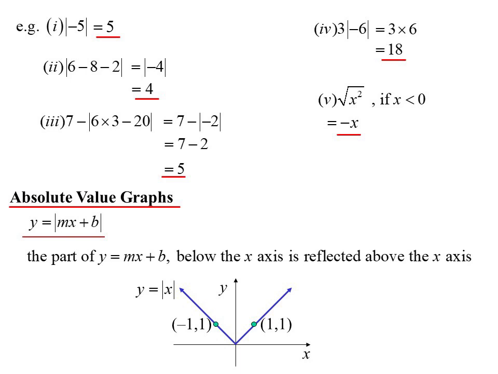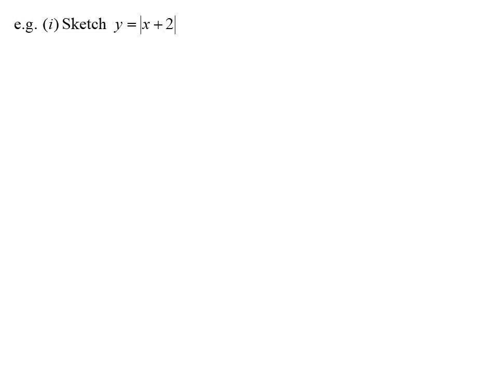If I was asked to draw this graph, I probably wouldn't just put the V in. It has no sense of scale there. So we usually whack a couple of points on to give it some sense of scale. I've got 1, 1 and minus 1, minus 1. So I had to sketch y equals the absolute value of x plus 2 then.